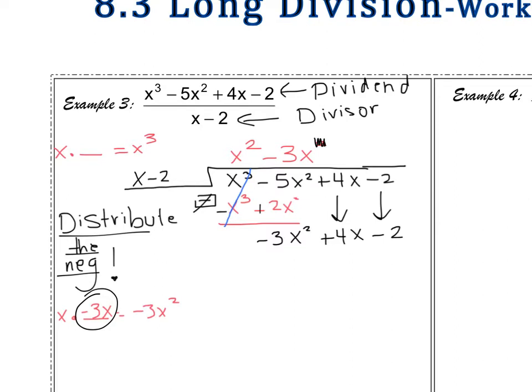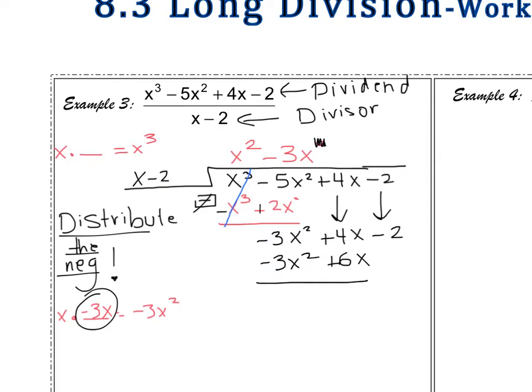So x times negative 3x is going to be negative 3x squared. And then negative 2 times negative 3x, that's going to be a plus 6x. You see how they're lining up? The x's with the x's and the squares with the squares? This is what you want to do.